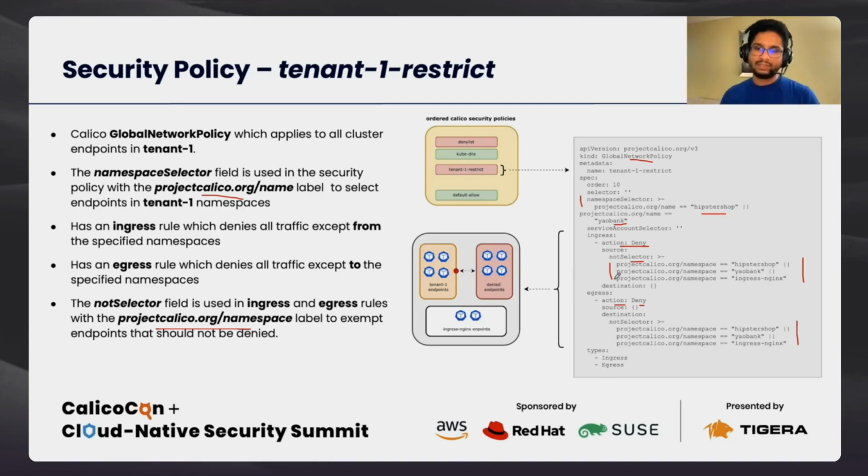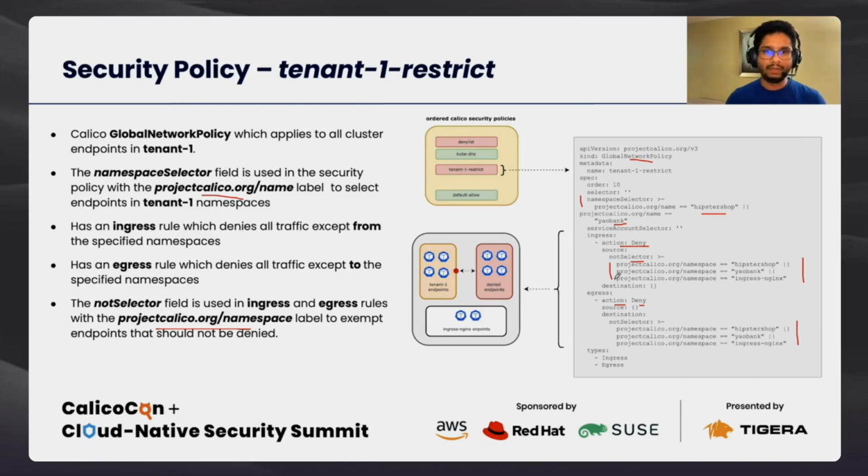So this policy does not permit any traffic, right? Given that you've specified a policy for tenant 1 restrict, a subsequent policy must permit traffic flows that should be permitted for tenant 1 workloads. Okay, all this policy does is it isolates the tenant 1 workloads and denies traffic to all other cluster endpoints except for what's exempted using the not selectors in the rule.